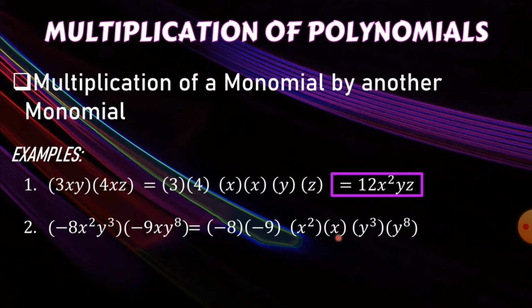So x cubed. Then for y, the exponents are 3 and 8. When you add, it becomes 11. So y raised to 11. So that's our answer: 72x cubed y raised to 11.